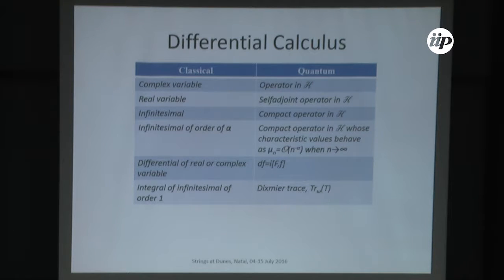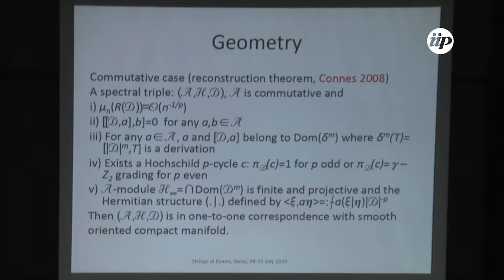For example, you can define integrals. I think Dima was talking about the Dixmier trace. Essentially, the Dixmier trace is defined on some class of compact operators which have logarithmically divergent trace. So in any case, you can define your differential geometry. Now you want to go really to geometry, meaning with distances, so to Riemannian geometry.